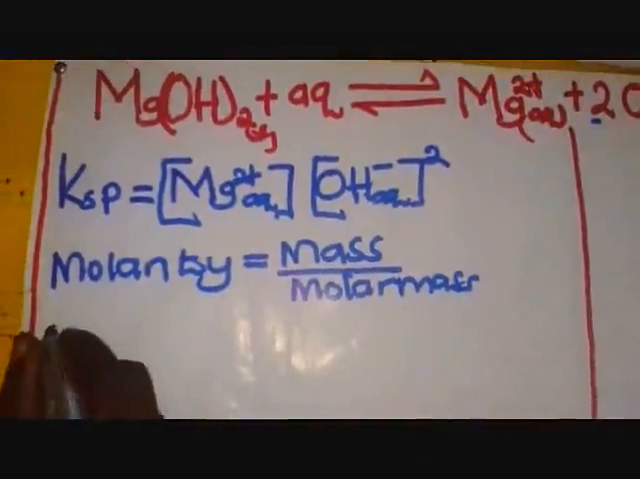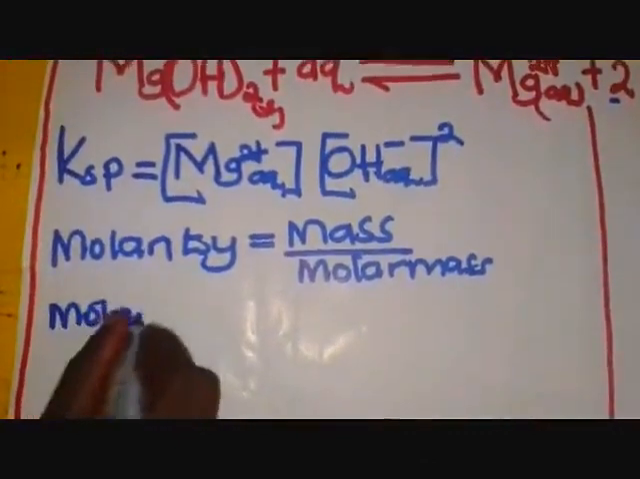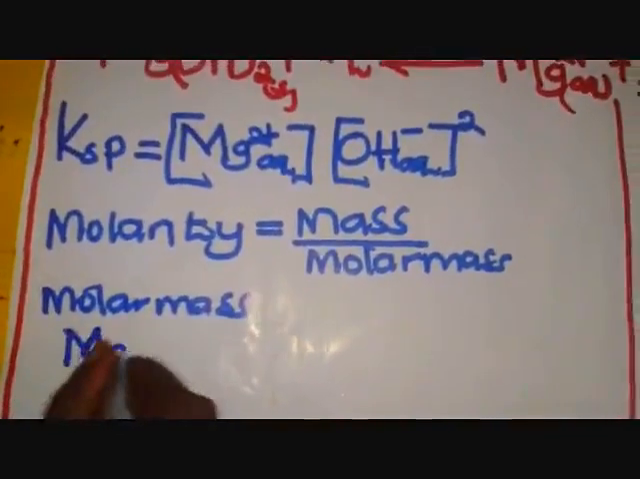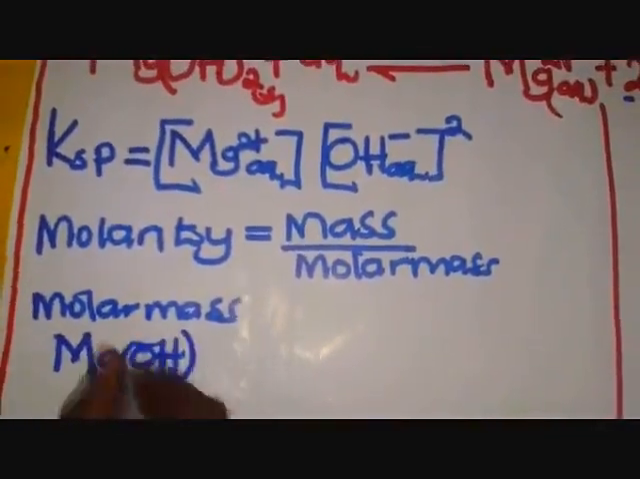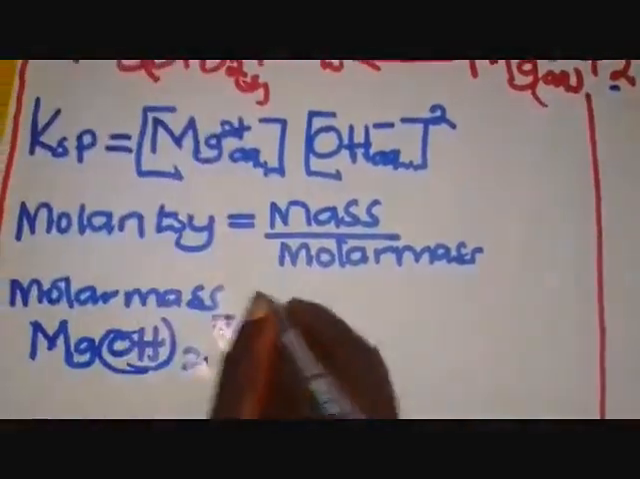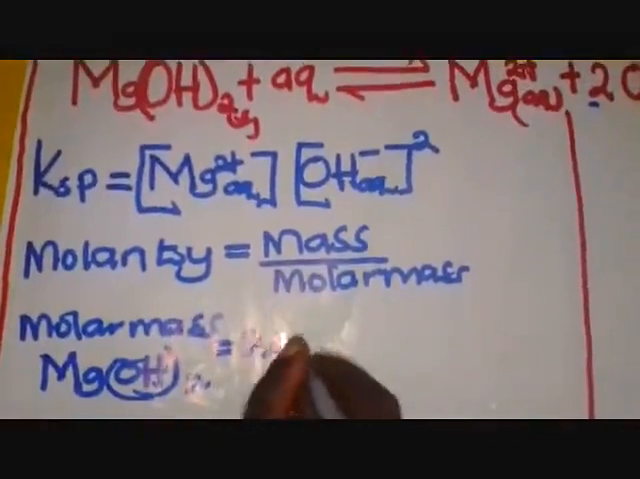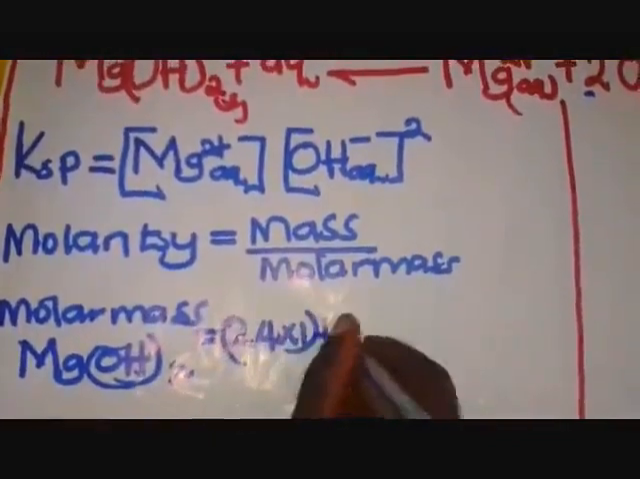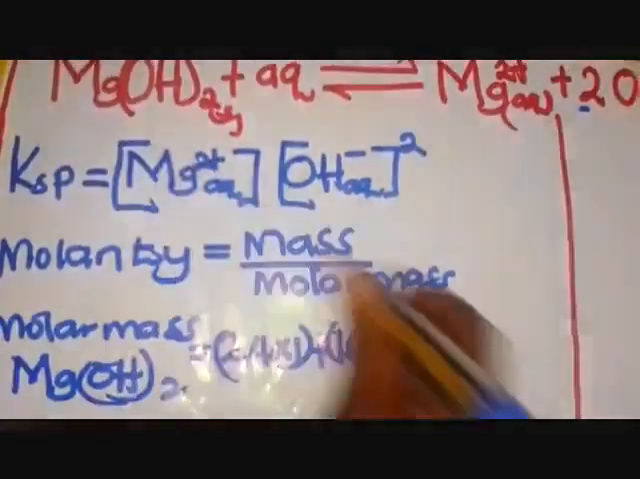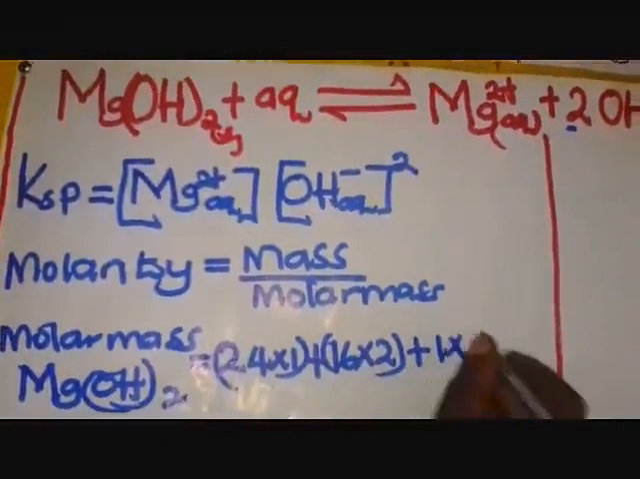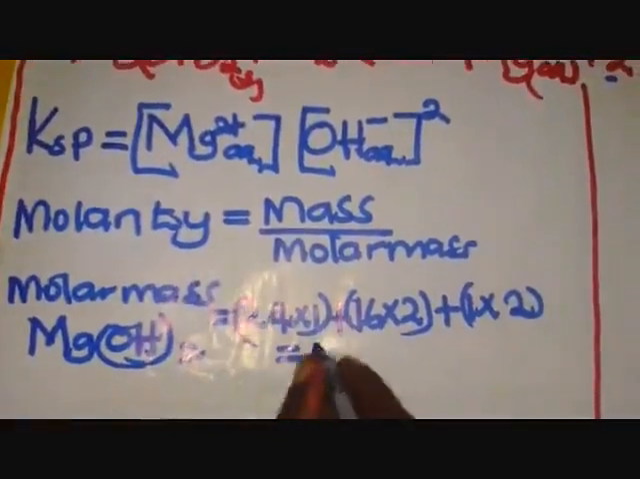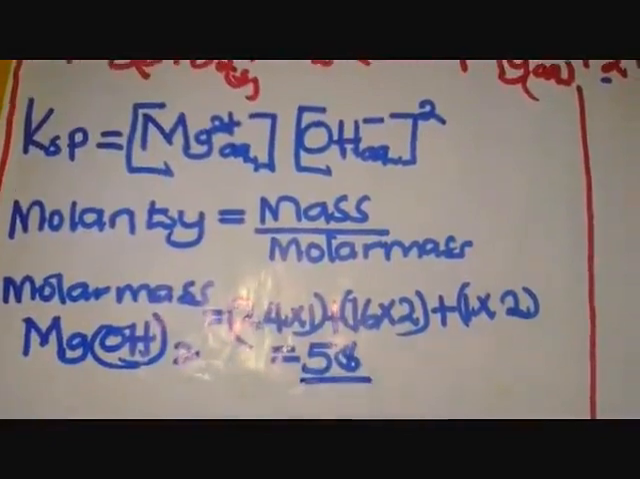So we shall say molar mass of what? Of magnesium hydroxide. Magnesium hydroxide is going to be equivalent to 24 for magnesium from the periodic table times 1, then plus the 16 times 2 from the periodic table still, then plus 1 times 2. And now when we sum everything, we get 58 grams per mole.